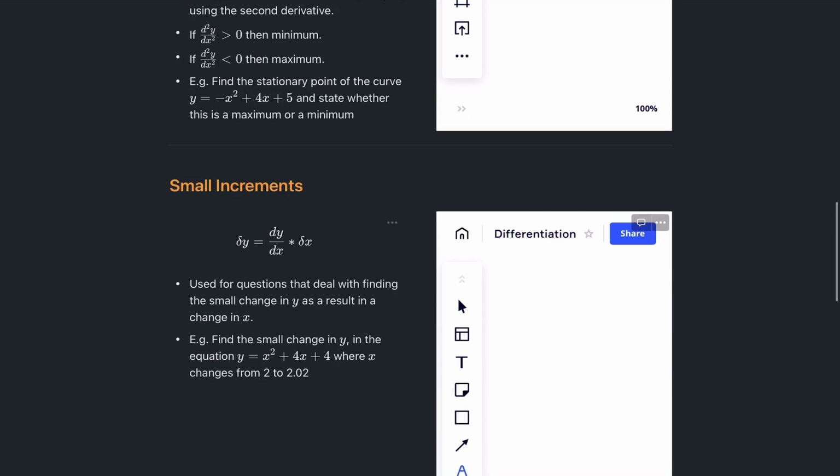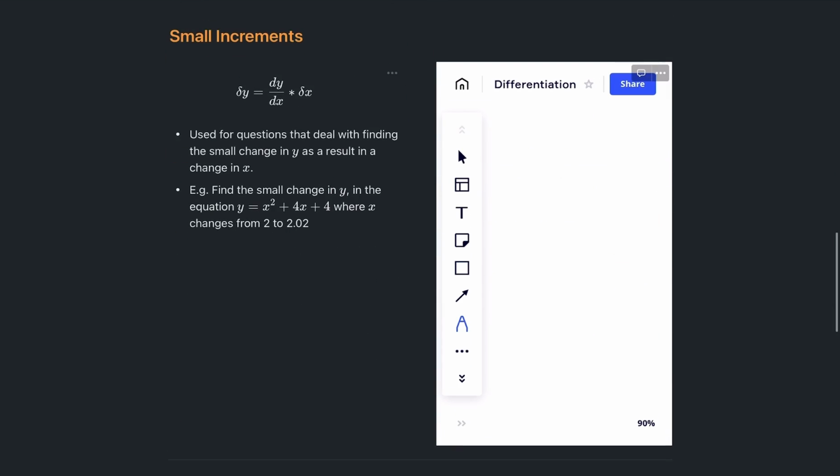Alright, so the next thing is small increments. The main formula is delta y equals dy over dx times delta x. As you can see, this delta is a lowercase delta, not the capital delta, which is a triangle. This tells you that it's a small change in y and a small change in x, right?